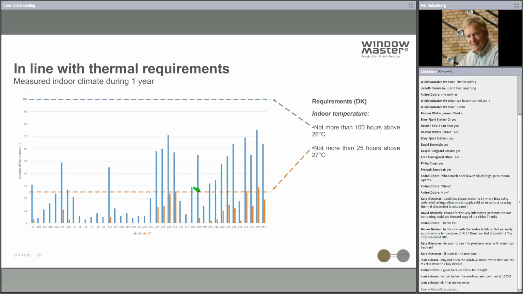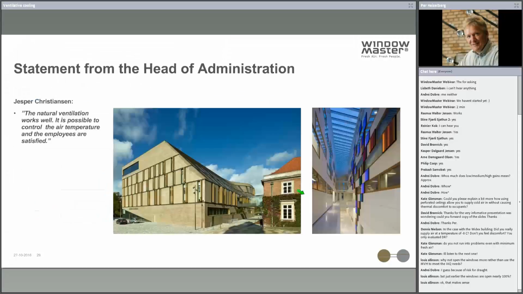So actually you can see that regarding the 26 degrees, none of the rooms exceeds these 100 hours during 1 year above 26 degrees. When we look at the 27 degrees requirement, we can see that there is one zone here which exceeds that with 1 hour, and another one with 3 hours actually. So I think we can still say that this meets the requirements.